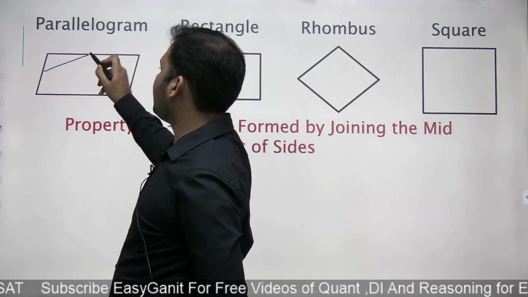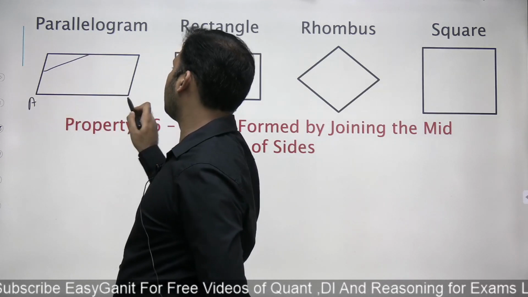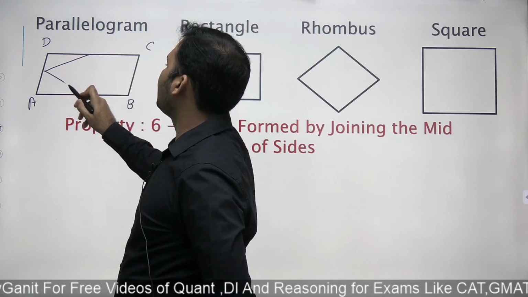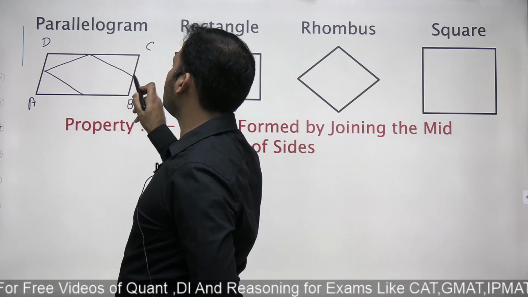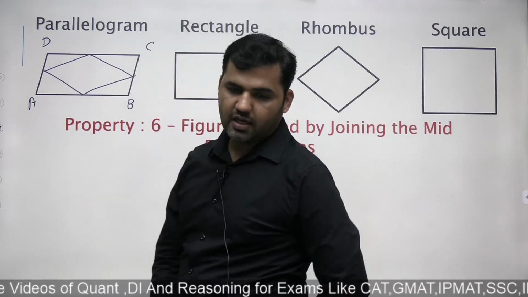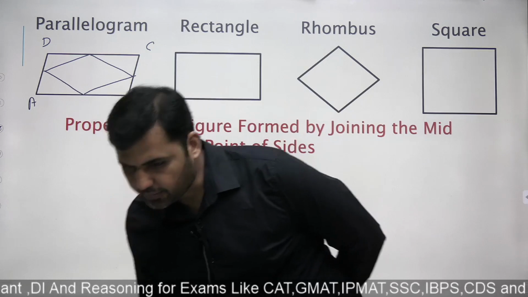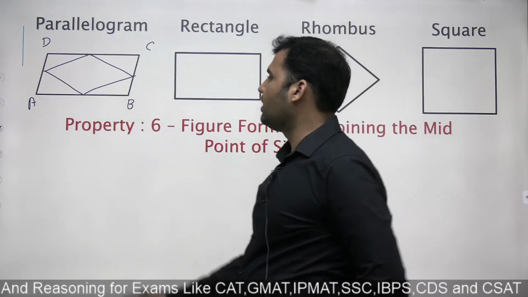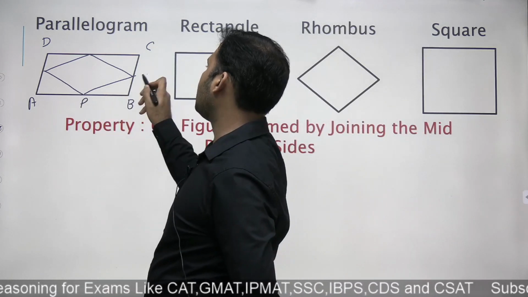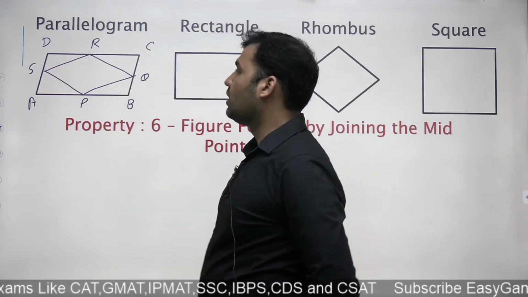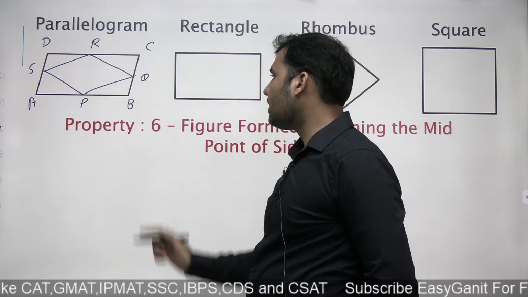the figure formed, right? So if I say this is a figure ABCD. Now I'm joining the midpoints of all of these 4 sides, right? If I'm joining the midpoints of all of these sides, guys, I'll be getting a new figure. This new figure is PQRS. All I have to prove is the PQRS जो figure बनेगा, उसका shape क्या होगा?